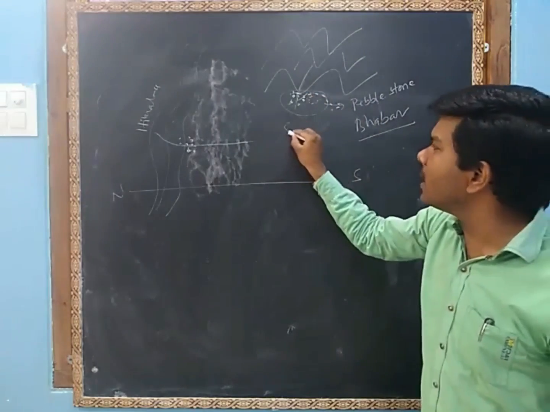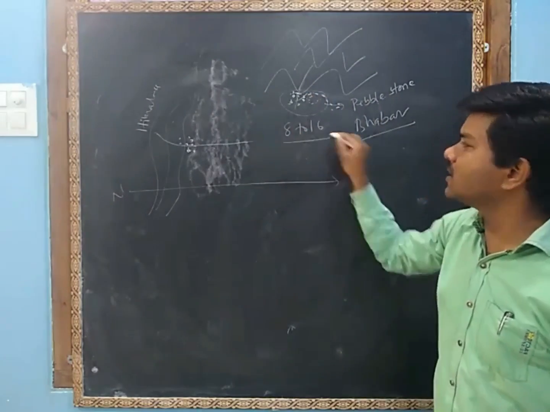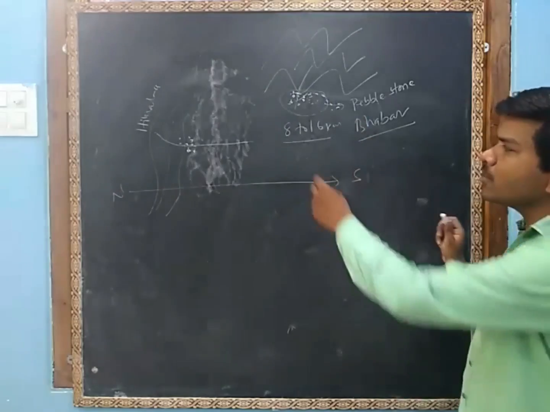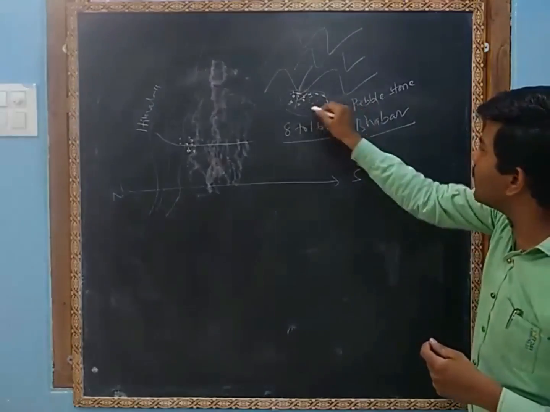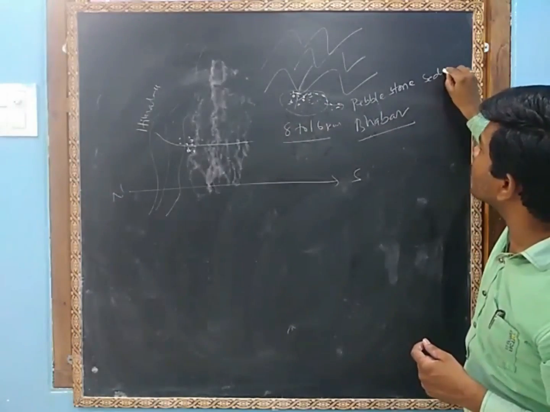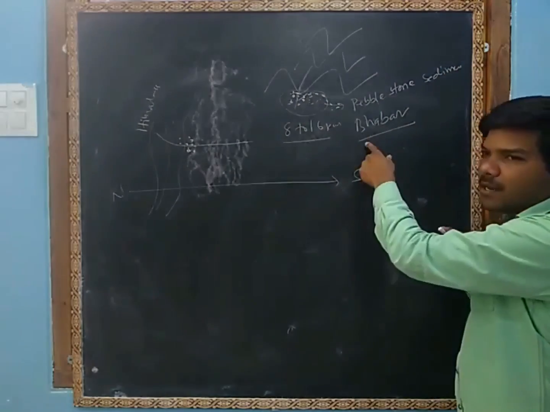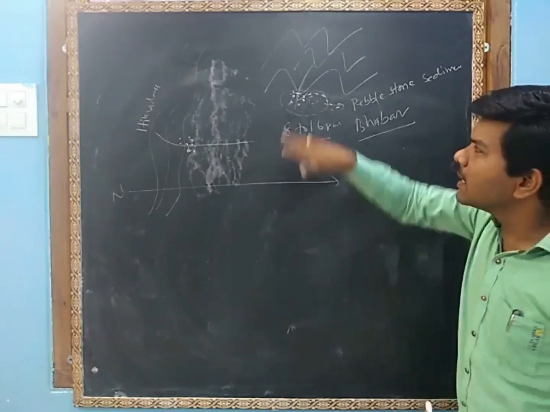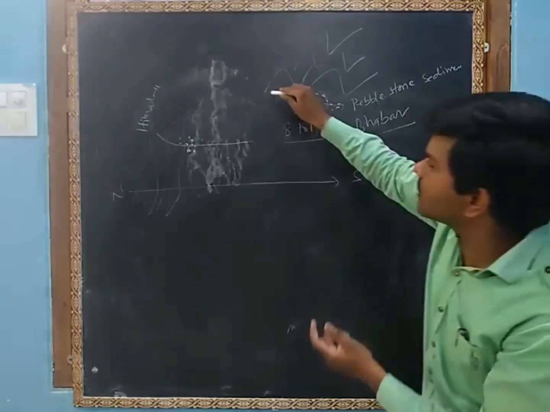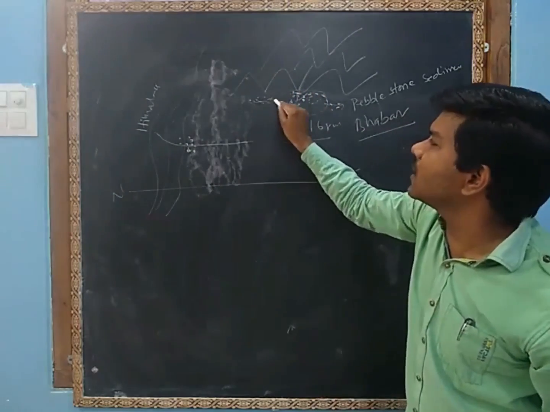The deposition will be over 8 to 16 kilometers of distance. Within 8 to 16 kilometers, the pebble stone sediments were deposited, and these are called bhabar. You simply write: what is bhabar? Bhabar means pebble stone sediments deposited at the foothills of the Shivalik. Near Shivalik, it was deposited.